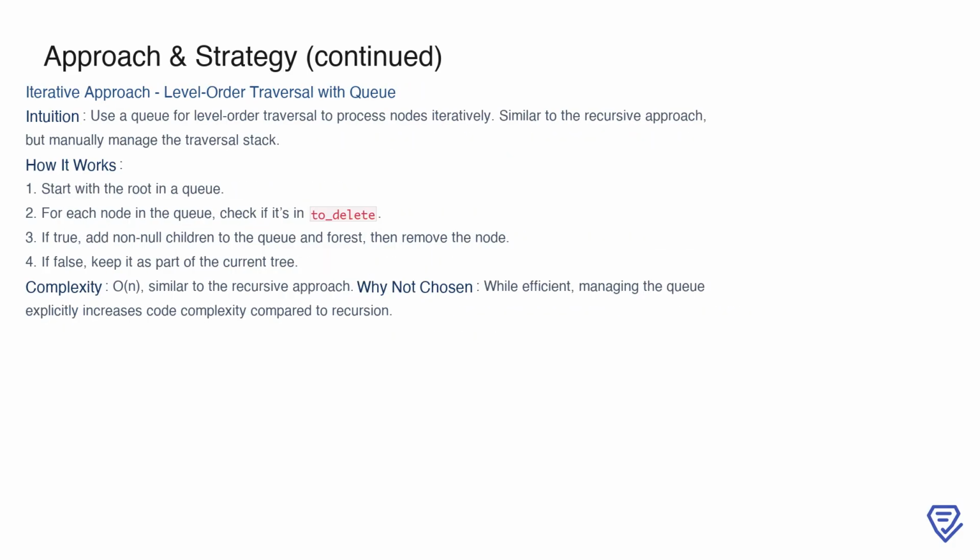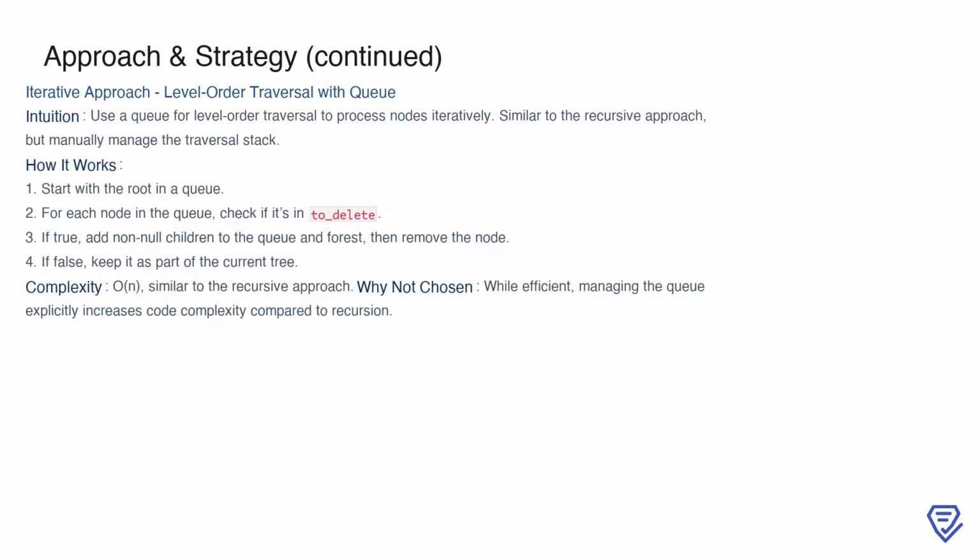Another viable method is an iterative approach using level-order traversal with a queue. Here, we process nodes iteratively instead of recursively. Starting with the root node in the queue, we dequeue each node and check if it's in the to_delete set. If the node's value is found in the set, we add its non-null children to both the queue and the forest, and then remove the node. If the node is not in to_delete, it remains part of the current tree.